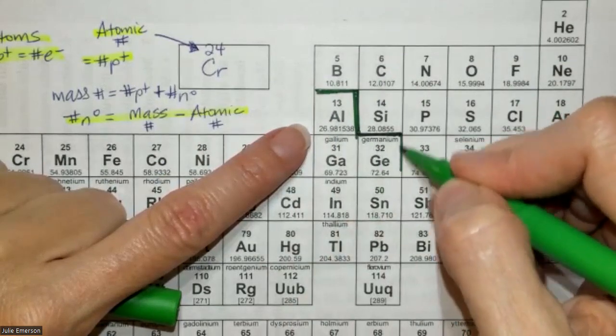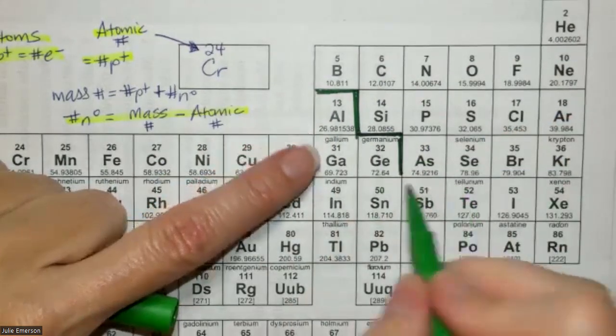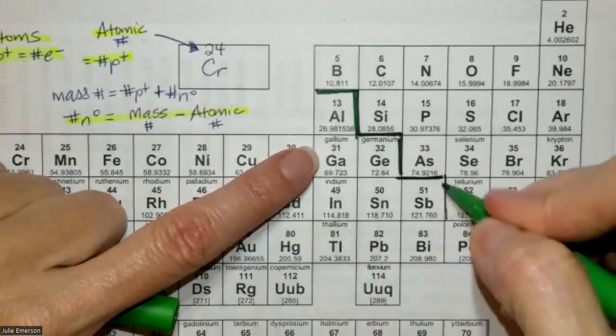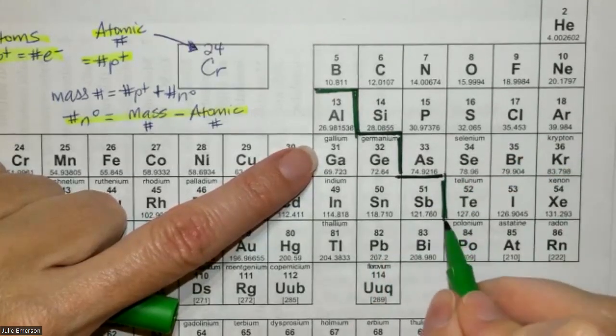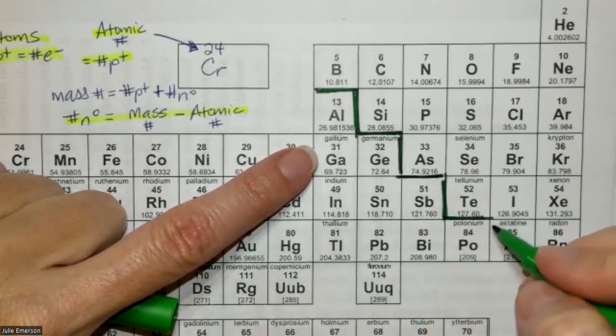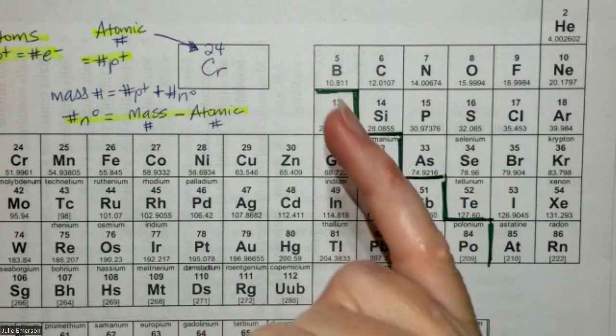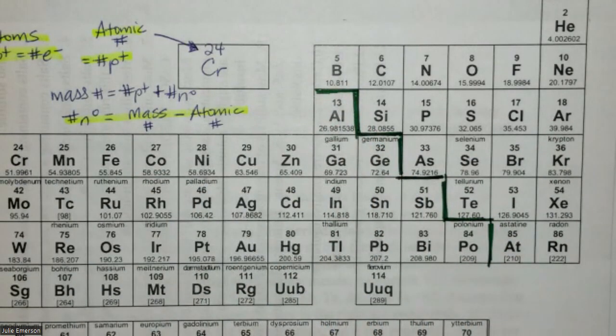And then down between germanium and arsenic. And then over between arsenic and antimony. Then down between antimony and tellurium. Over between tellurium and polonium. And then down between polonium and astatine. That right there is the boundary that separates metals from nonmetals.